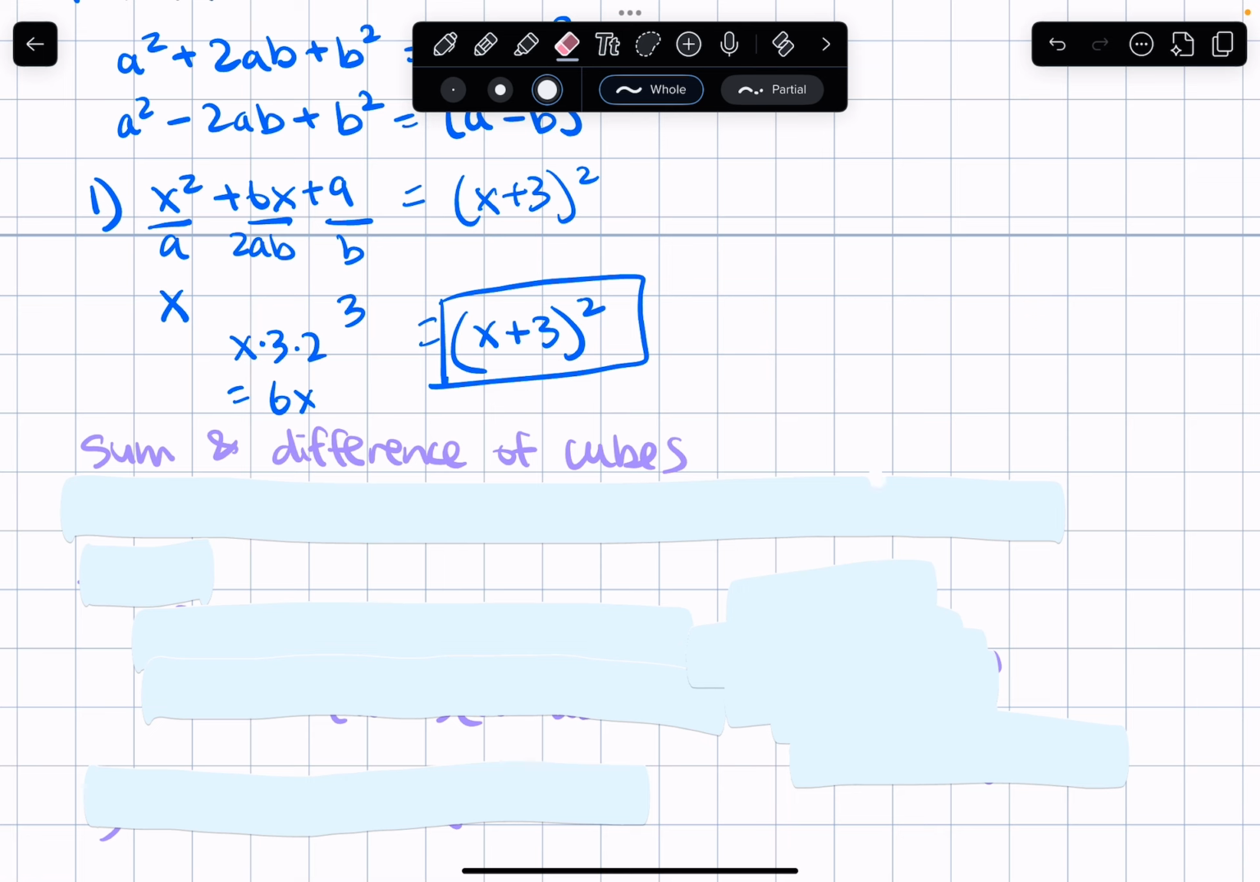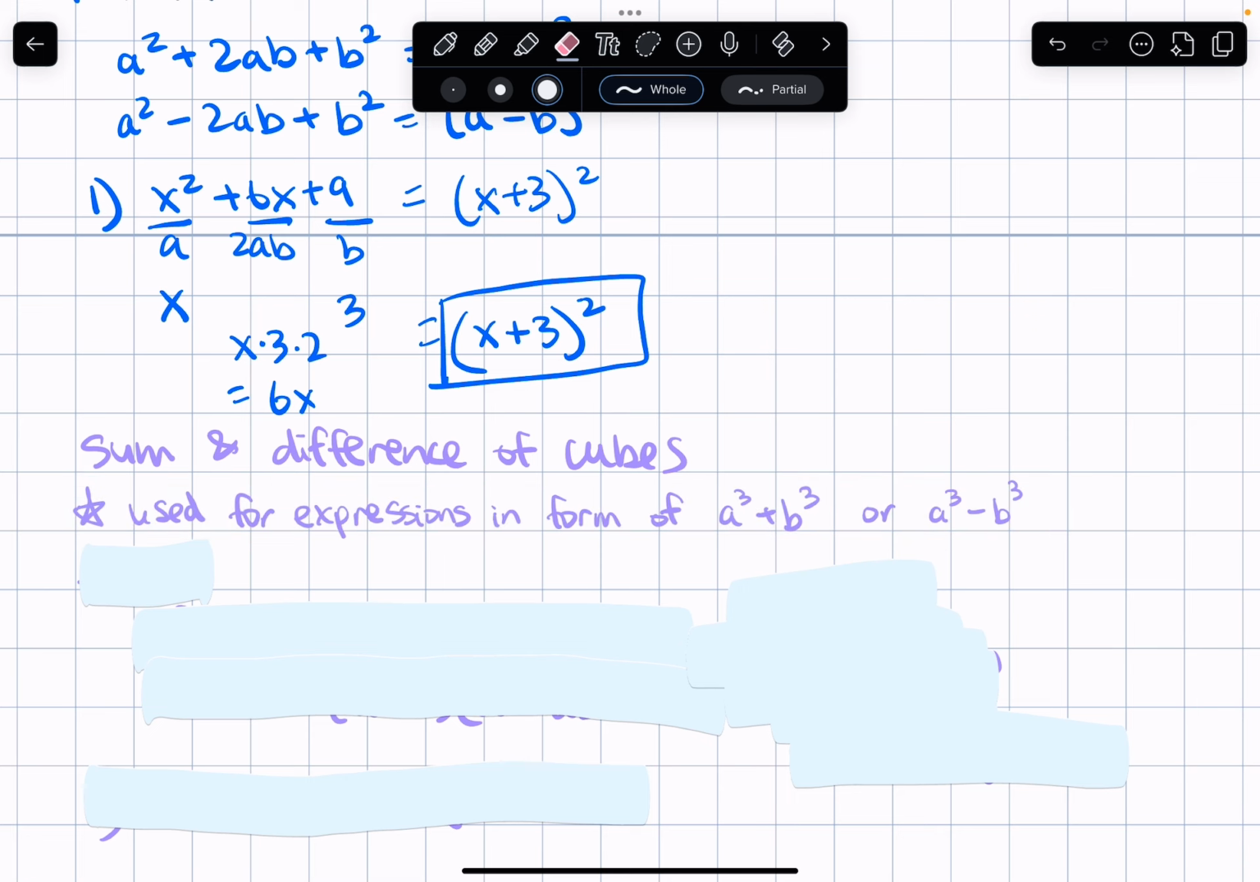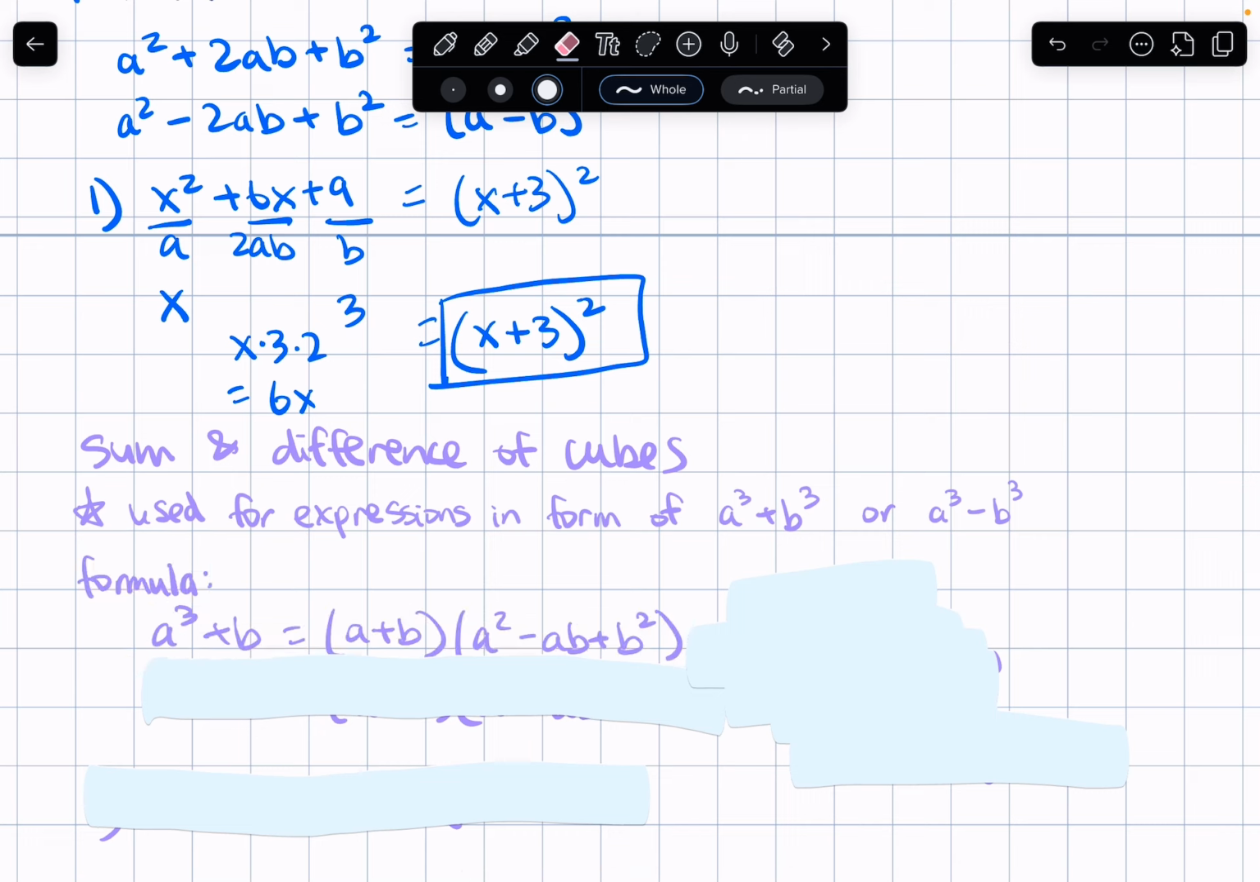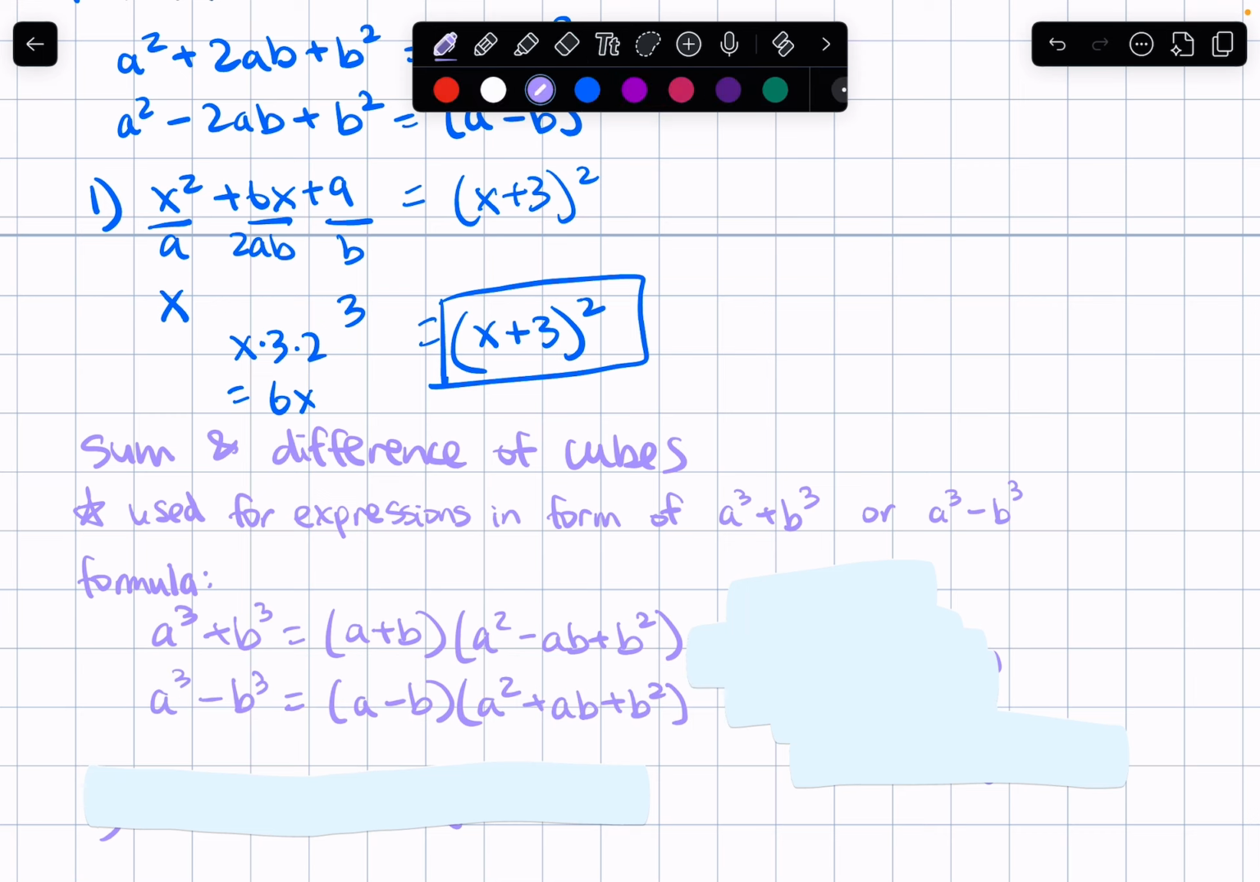Sum and differences of cubes. Used for expressions in the form of a cubed plus b cubed or a cubed minus b cubed. Formula: a cubed plus b cubed equals a plus b times a squared minus ab plus b squared. And then a cubed minus b cubed is a minus b times a squared plus ab plus b squared. So I know it might look kind of confusing.